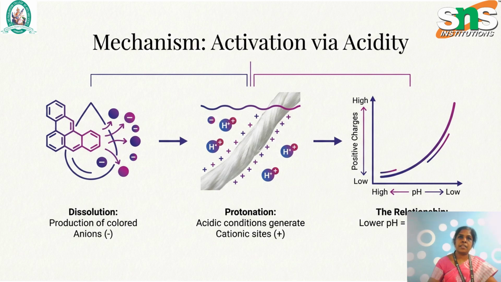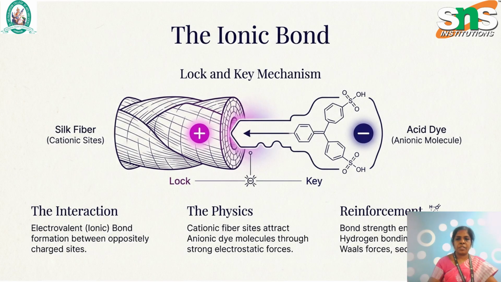What is the mechanism behind the dyeing of silk with acid dyes? When you dissolve the acid dye in water, it produces colored anions. Acidic conditions generate cationic sites, and the dye is then very easily applied to the silk fiber. The bond connecting the silk and the dye particle is the ionic bond. Here you have the positive charge present in the silk fiber, and here you have the negative charge in the acid dye. So it serves as a lock and key mechanism and the ionic bond is formed. Since it is an ionic bond, the fastness properties are good.